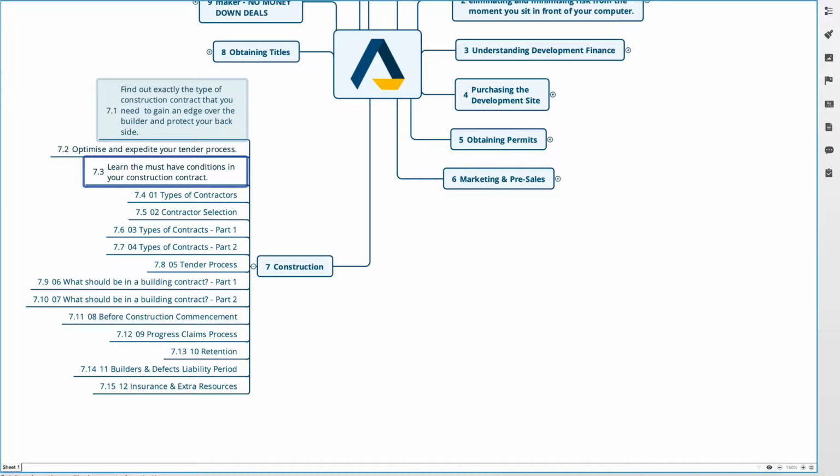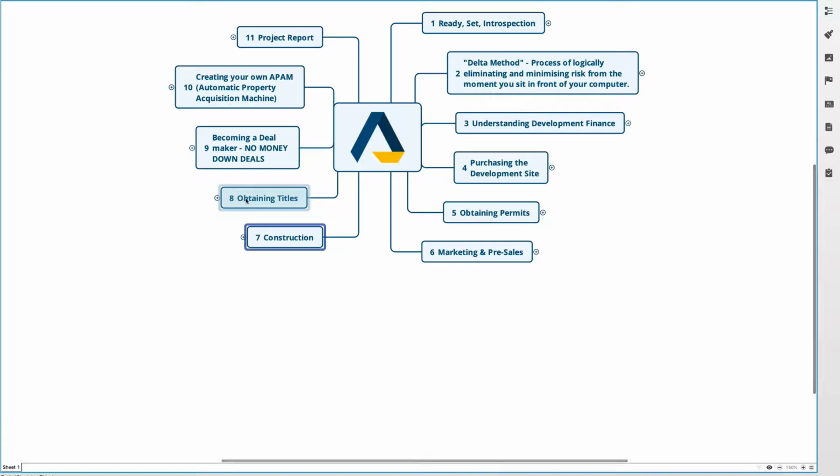Learn the must-have conditions in your construction contract, the different types of contractor selection, the tender process, what should be in a building contract, things that you need to do before the construction commences, progress claim process, retention clauses, builder's defects liability periods, insurance, and extra resources are all discussed in the construction module.